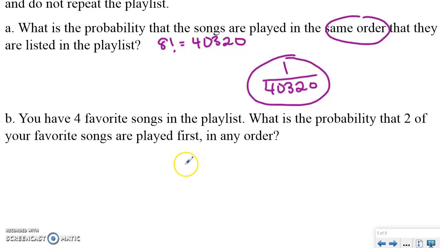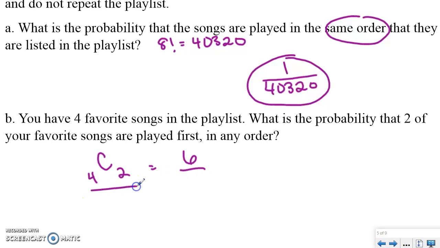For the next one, same situation. We have 4 favorite songs on the playlist. What's the probability that 2 of them are played first in any order? The order does not matter, so I'm going to use a combination here. I have 4 songs and I'm choosing 2. So 4 choose 2 for combinations gives us 6 when you type it in your calculator.